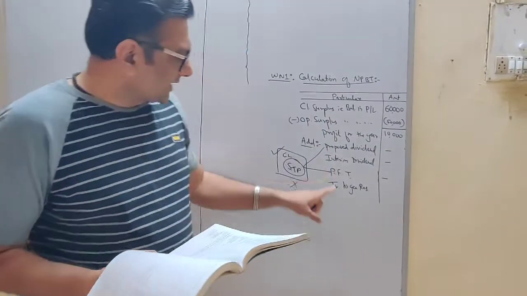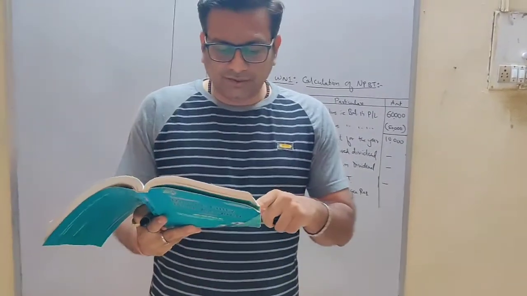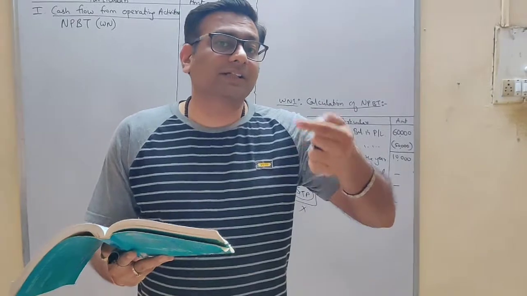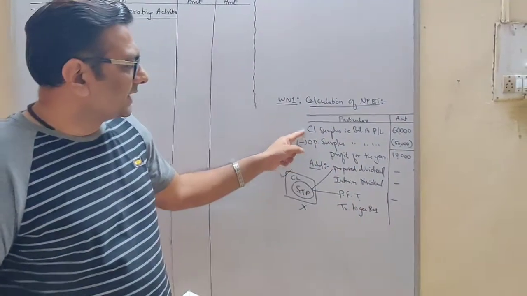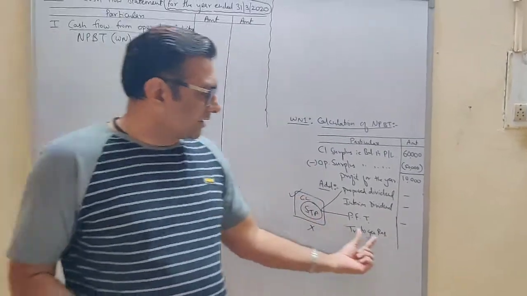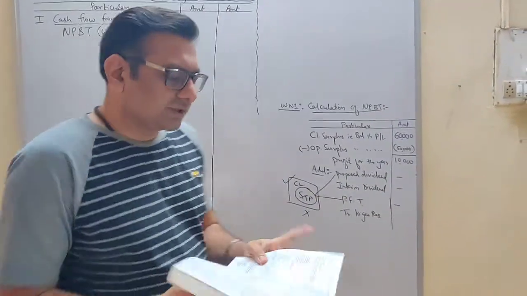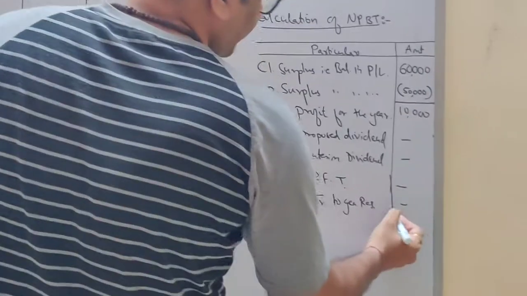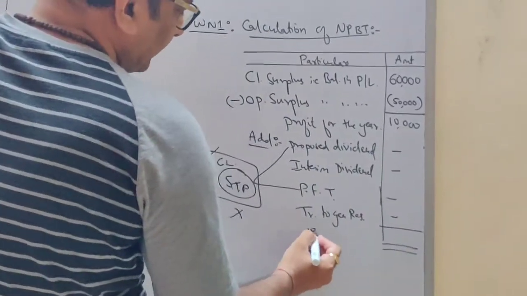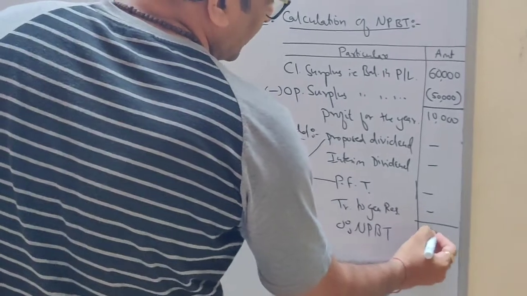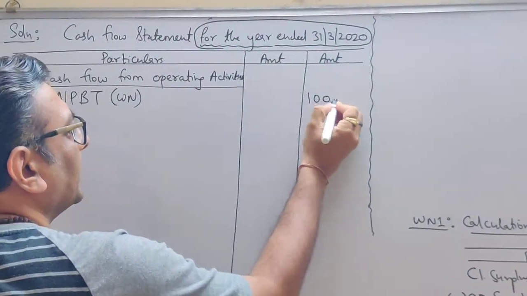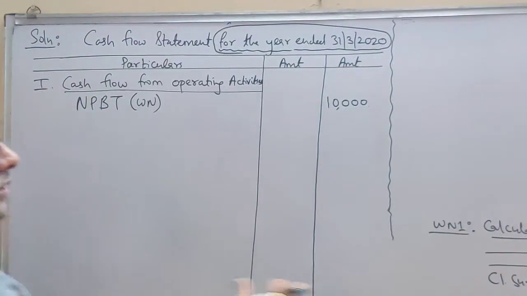Now, what is the next item? Transfer to general reserve. This will be given under reserves and surplus. They have given only surplus, which we have already noted, but the general reserve item is not given. So this is again dash. So what is your net profit before tax, student? There is nothing to add in this. So your net profit before tax is 10,000. This you will write in the outer column.